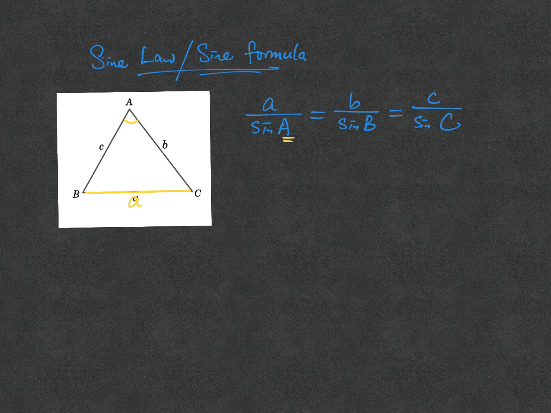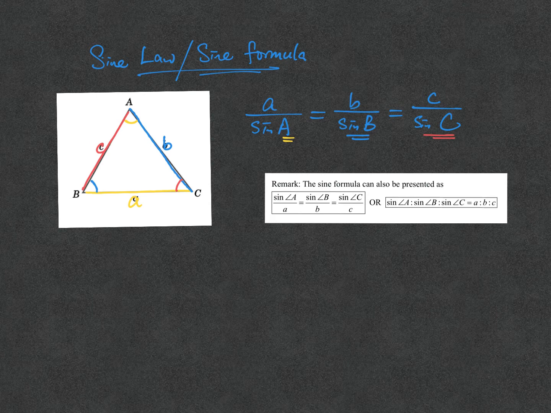Similarly, you have angle B, so we use sine B in short. Opposite to it, you have the side AC with length b, and the ratio will be connected to each other. Lastly, sine C means angle C, and its ratio to the opposite side AB, which is called small letter c. And this is the formula called the sine law.